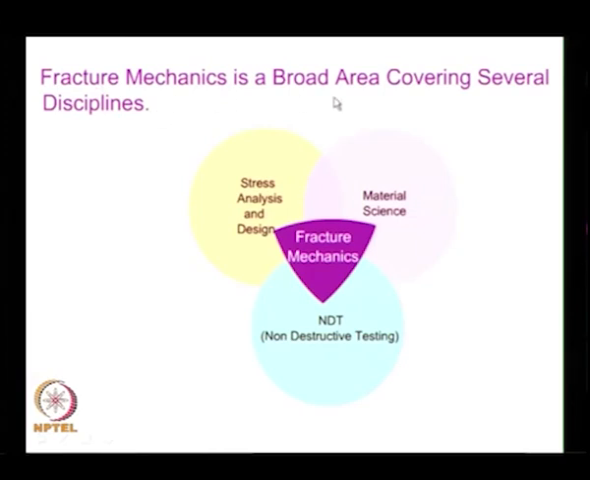There are many crack growth mechanisms, and if you really look at it, fracture mechanics is a broad area covering several disciplines. You need to have stress analysis and design, you need to have knowledge of material science, and you need to employ non-destructive testing to monitor the crack growth and also for periodic inspection. So, the confluence of these three fields gives rise to an understanding of what fracture mechanics is. A little while later we will look in detail at what aspects you will do in stress analysis and design, in material science, and in non-destructive testing. I would like you to make a neat sketch of this, and this gives in a nutshell what fracture mechanics is all about. So, you need to have a combination of material science, non-destructive testing, stress analysis and design.